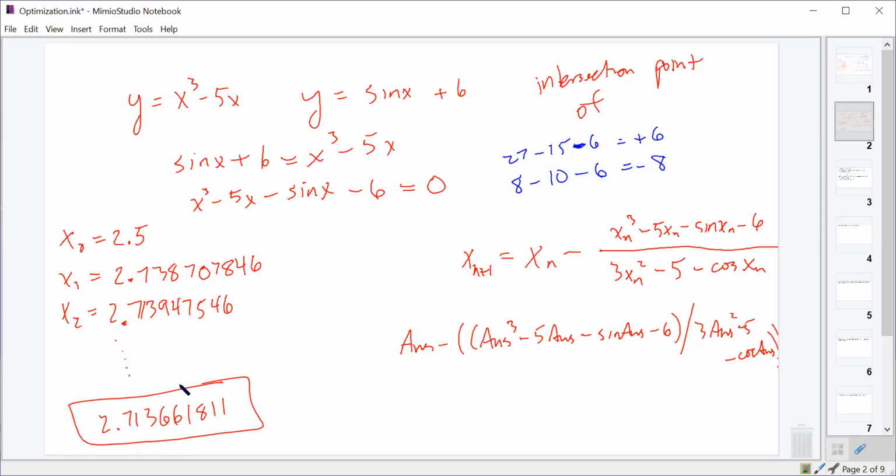Cool. So pretty cool, really, that you can find essentially a really good decimal approximation for the x-intercept of basically any function that you want to, or you can find the intersection point of basically any two functions that you might want to. Pretty cool, huh?